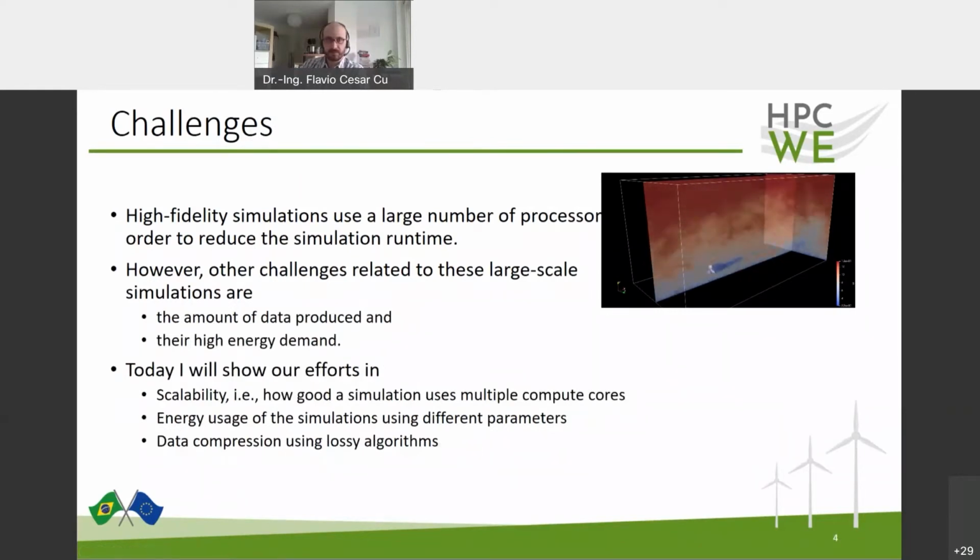But to do high-fidelity simulations of these wind turbine flows requires a large number of processors in order to reduce the simulation runtime. However, other challenges are also related to these large-scale simulations. That's the amount of data they produce. The larger the simulation, the larger the files that you have to store, and also the high energy demand of these large-scale simulations. Then I will talk today about our efforts in the scalability, in the energy usage, and the data compression using lossy algorithms.